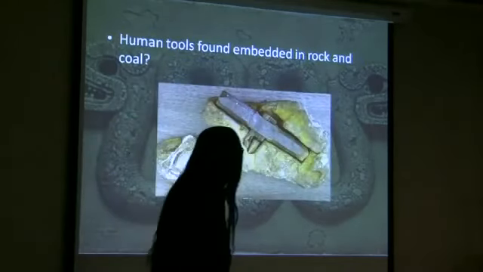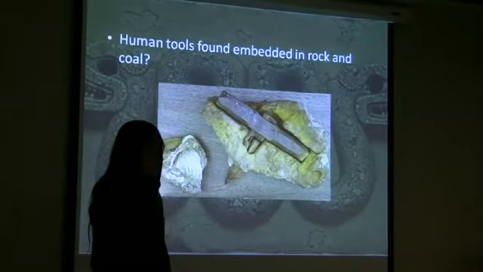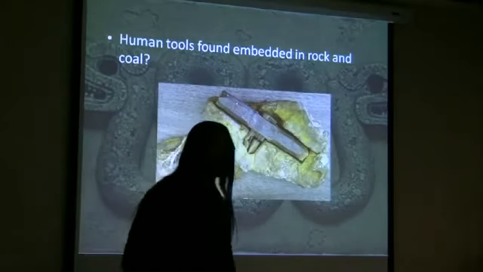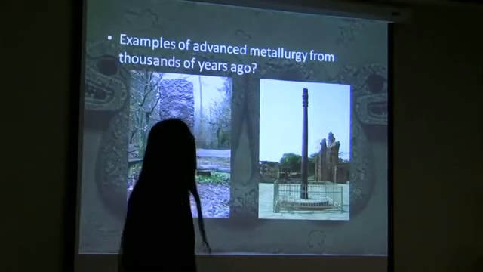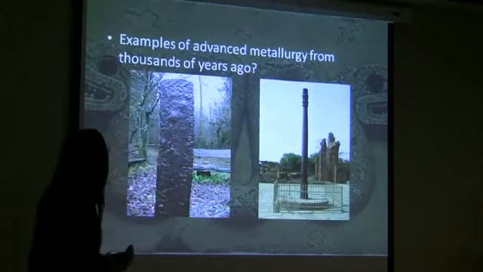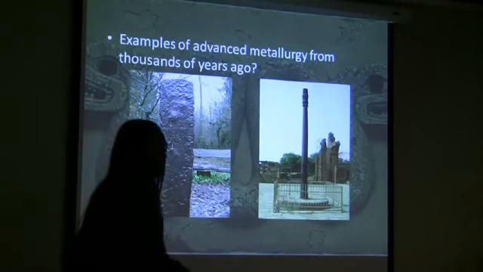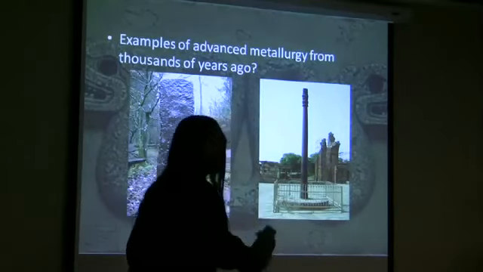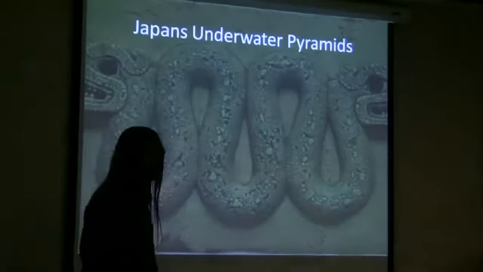Why do there exist Egyptian hieroglyphics depicting helicopters and other machines? Why does there exist human tools found embedded in rock and coal? Knowing that rock and coal, we're talking ages now of millions of years old. Why do we find human artifacts embedded in rock and coal? Why do we have examples of advanced metallurgy from thousands of years old? Okay, metal compositions that we can't replicate today, or that just recently in the last 20 or so years we're understanding the composition of the metals and the unique properties that they have.